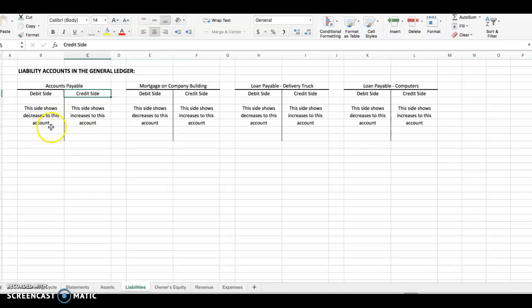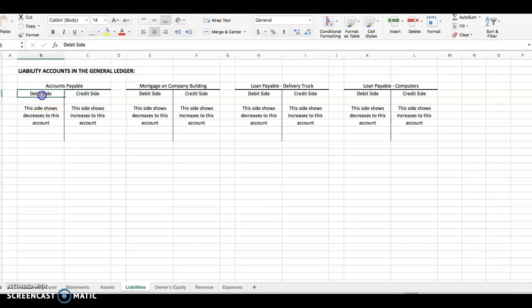However, the increase side for any liability is the credit side. This is the side that shows increases. The debit side, the left side of any liability account, shows decreases. For example, if my business buys something for $500 and we charge it, we owe more money. That $500 would end up showing on the credit side of accounts payable because it increases what we owe.